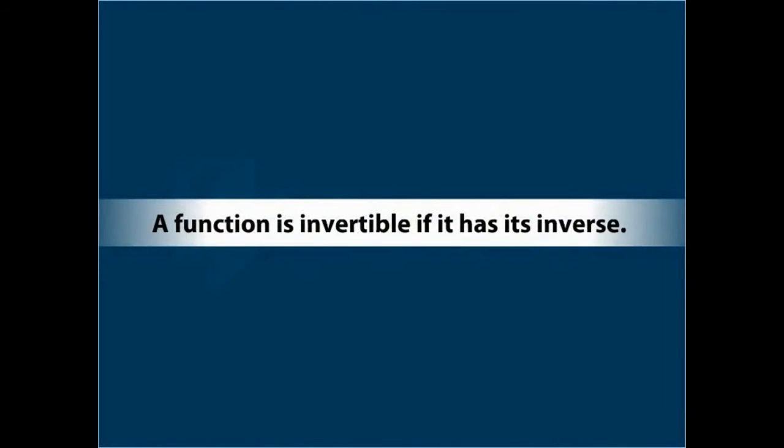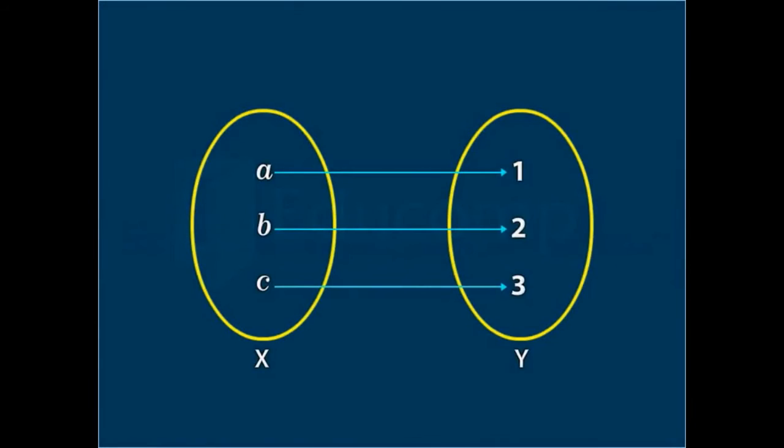A function is invertible if it has its inverse. First, let's understand with the help of an example what the inverse of a function is. Suppose we have a function f that maps a set X to a set Y. We can see that A is associated with 1, B is associated with 2, and C is associated with 3.